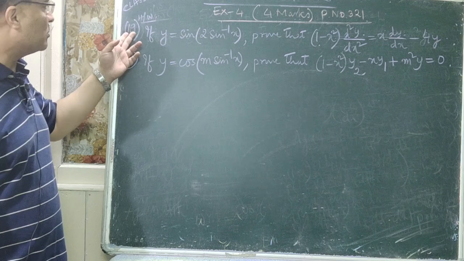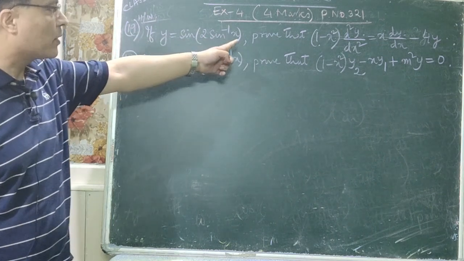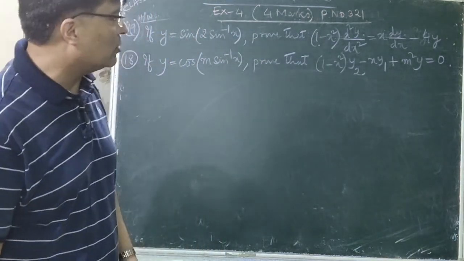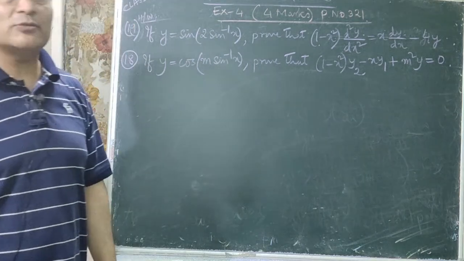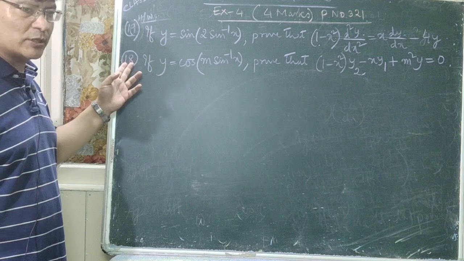Question number 19 is: if y is equal to sine of within brackets 2 sine inverse x, prove that 1 minus x square into d2y by dx square is equal to x dy by dx minus 4y. So this is your homework. Now we'll do a similar type of question, that is question number 18.